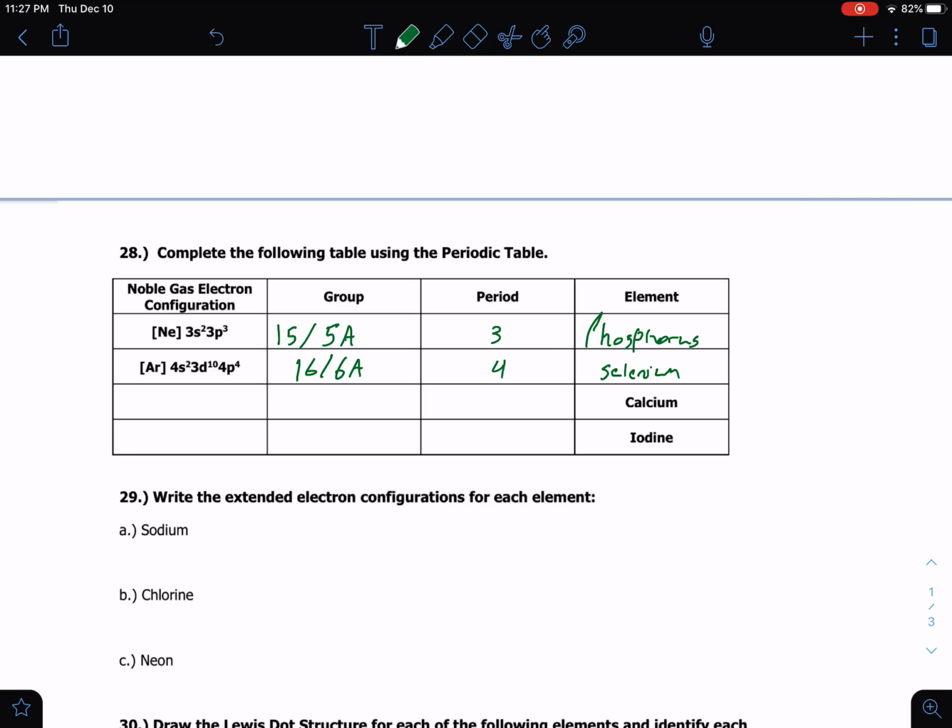Okay, the next one we give you calcium. We did not give you the noble gas configuration, so that is what we're going to do next. You would look at the noble gas that is right before calcium, the last one before calcium, and that would be argon.